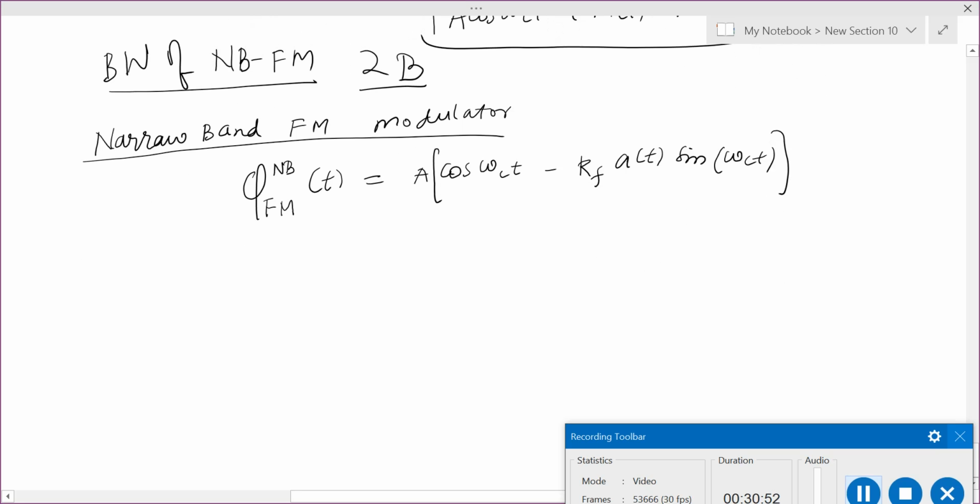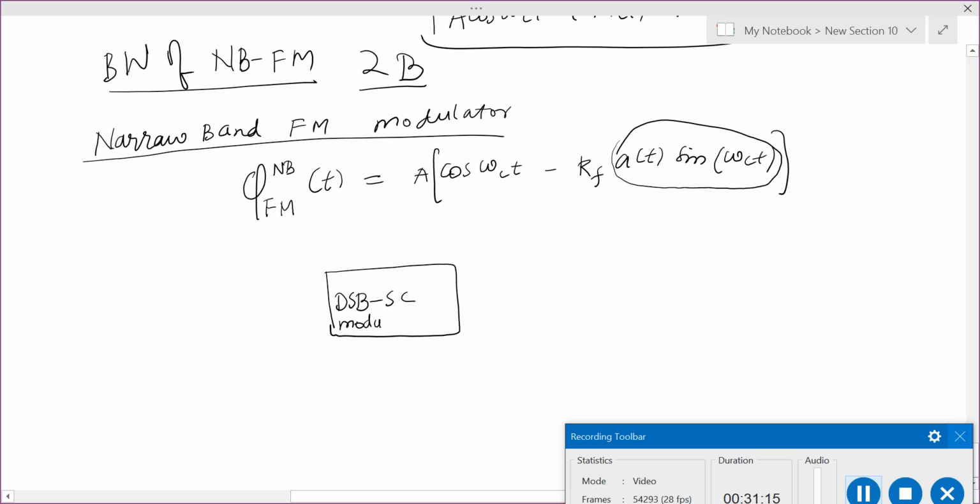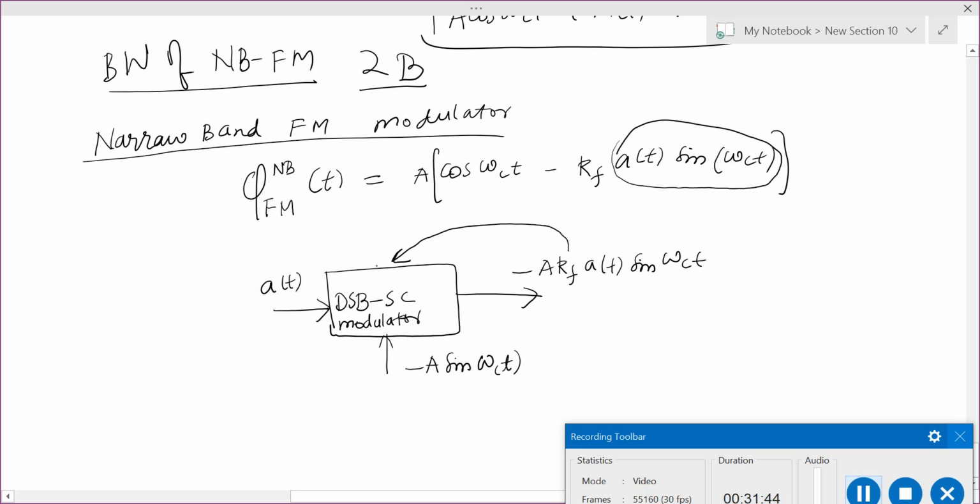Now, how to get a of t sine omega ct? You need to multiply, so any DSBSC modulator will do this job. If you have a DSBSC modulator, you feed in a of t and the carrier signal as sine omega ct. The output will be some constant times a of t sine omega ct. That constant we can fix as kf. This is a DSBSC modulator, any DSBSC modulator, ring modulator, bridge modulator, whatever you use. Here is a of t and here is minus A sine omega ct. We put the minus sign here, and the output of this will be minus A kf a of t sine omega ct. This can be done.